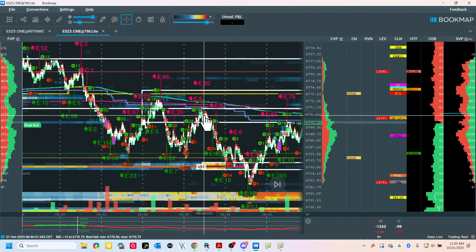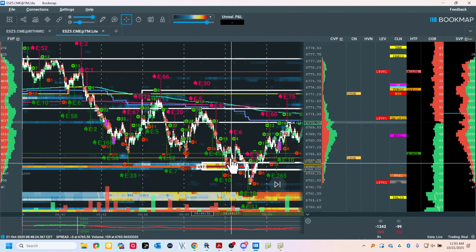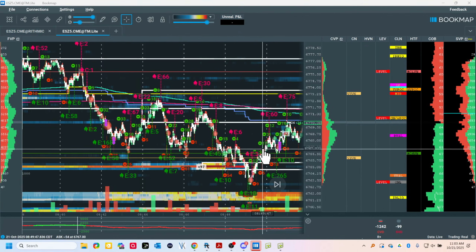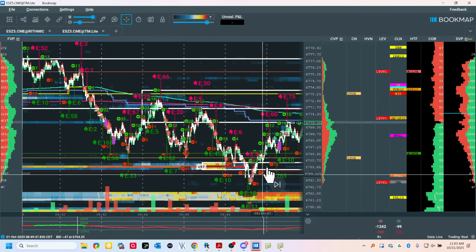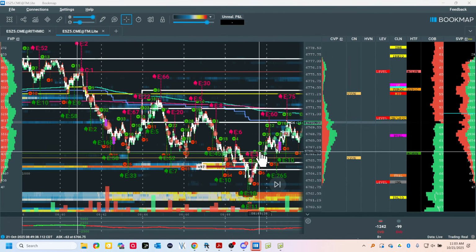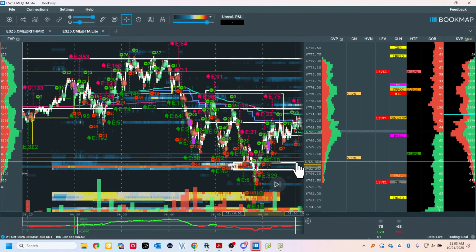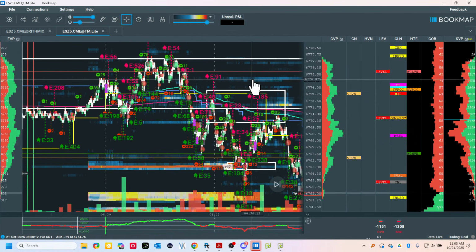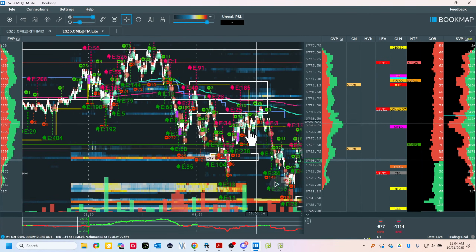Sellers, buyers, break below, resistance right there, break above. This becomes potential support here, right there. And then the trade would fail under here. VPOC migration, potentially lower or to come across. So let's watch.